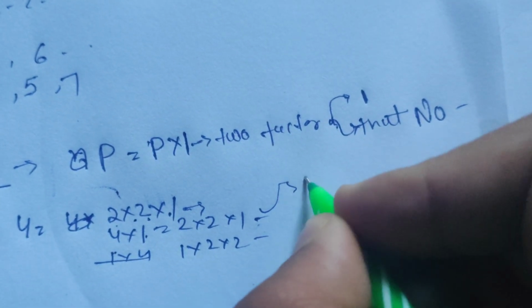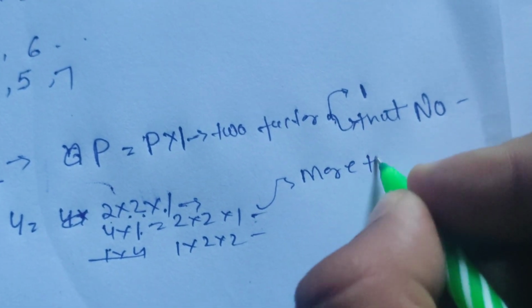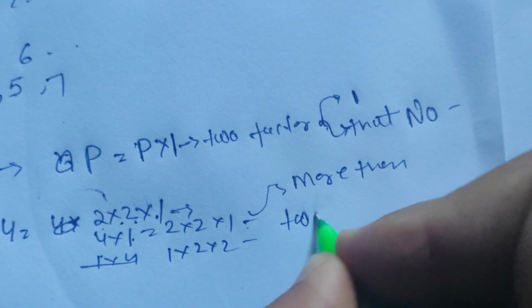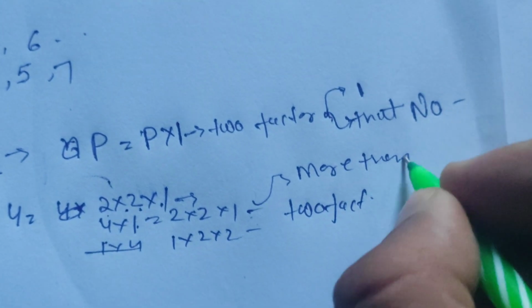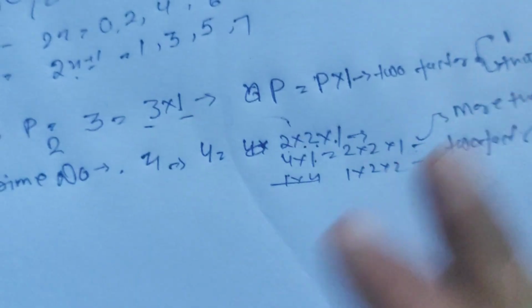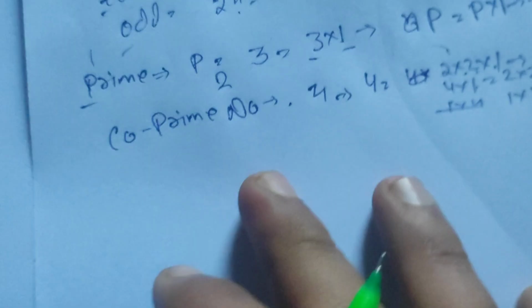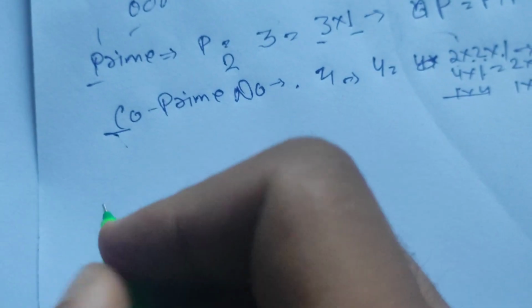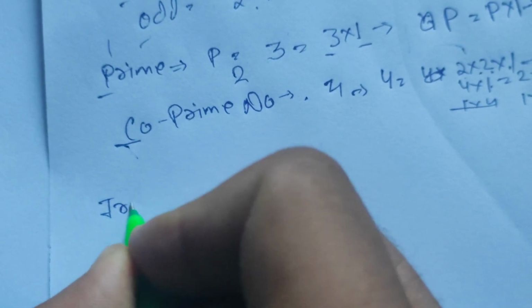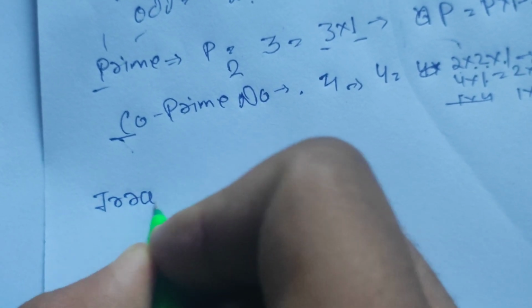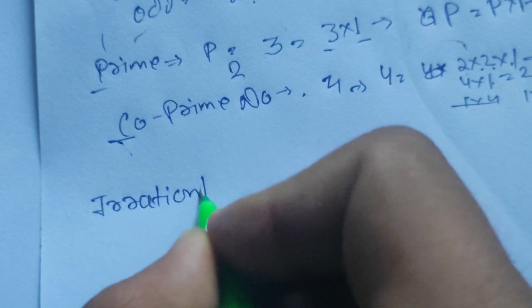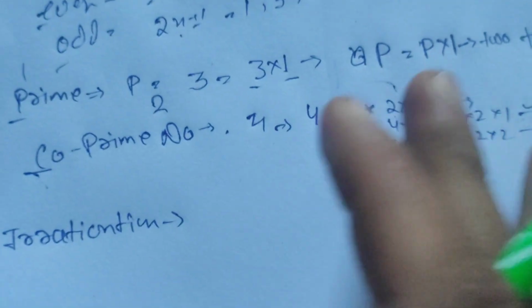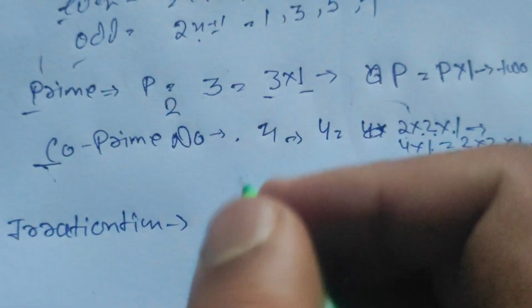Okay, it has more than 2 factors. And irrational numbers are denoted by C, capital number basically. Irrational numbers, okay. Let's jump directly to irrational numbers before going to the rational numbers.